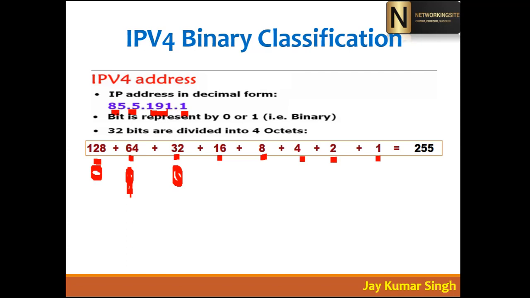Now I have to find 85. If 85 is not there, no problem, we have to calculate and get 85. 128, no, 85 is not coming here, so it's 0. 64, of course yes, I can take 64 to get 85. 64 plus 32, no, so it will be 0 here. Then 64 plus 16, yes. If you calculate 64 plus 16, it is 80.